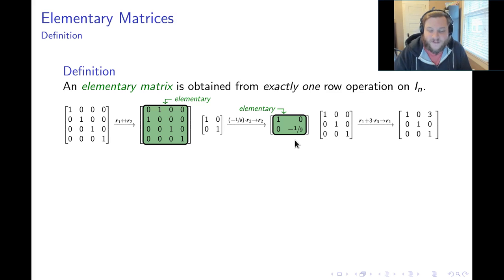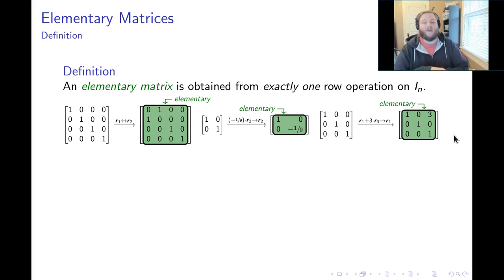Here's another example. Here we're starting with the 3x3 identity matrix, and we're doing the elementary row operation obtained by adding 3 times row 3 to row 1 to get a new elementary matrix. So if you want to define an elementary matrix, take your favorite sized identity matrix and do one elementary row operation, and the result is called an elementary matrix.